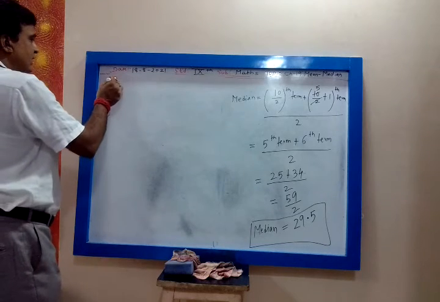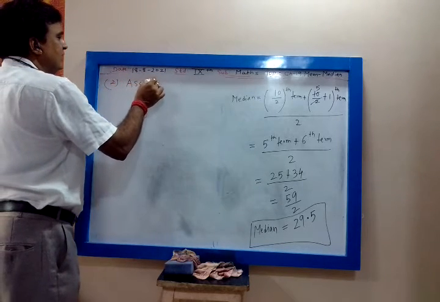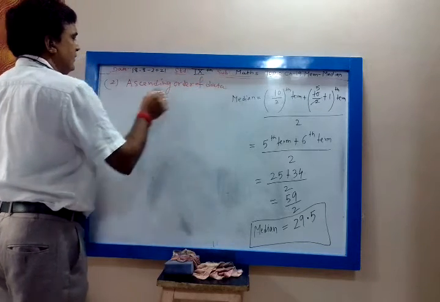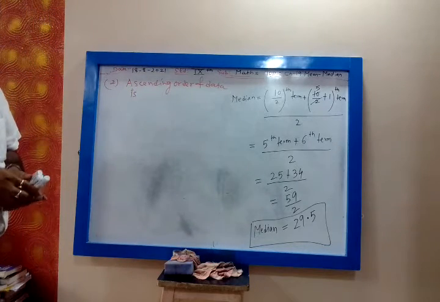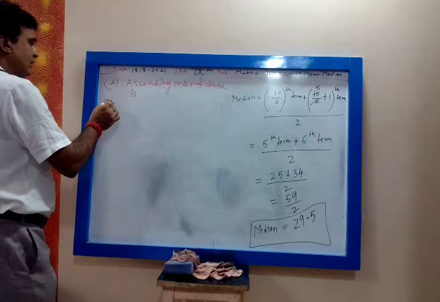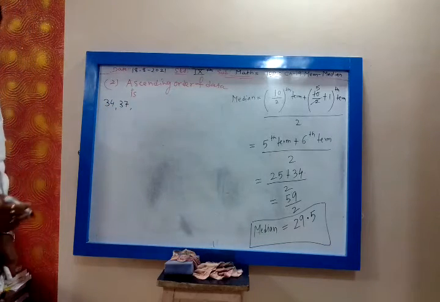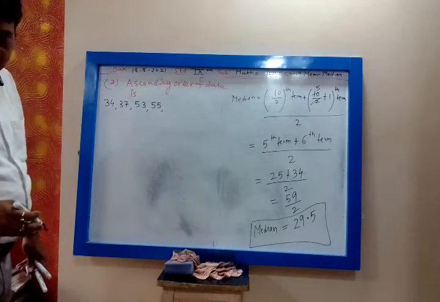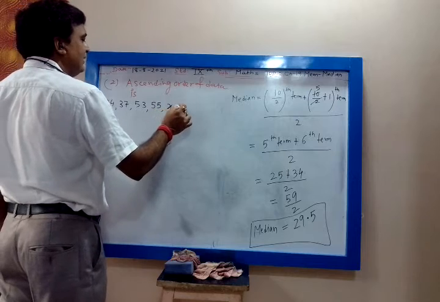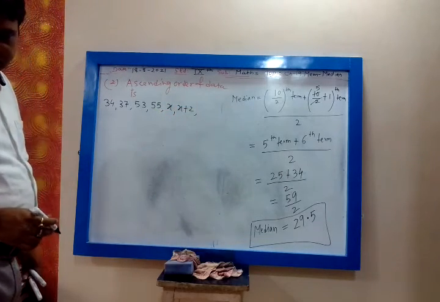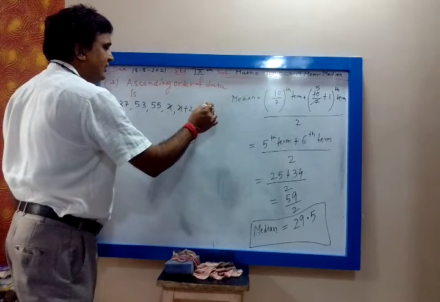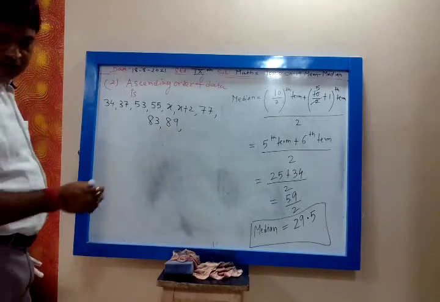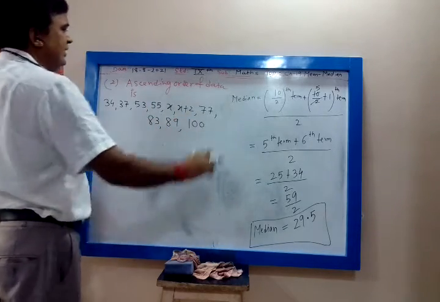So for the second one, the ascending order of the data is already given: 34, 37, 53, 55, then x, x plus 2, then 77, 83, 89 and 100. The data is already arranged in ascending order.